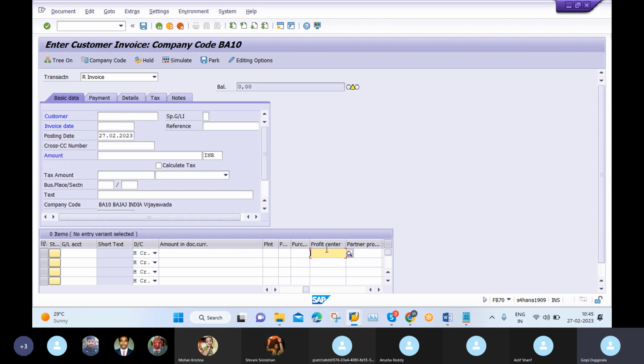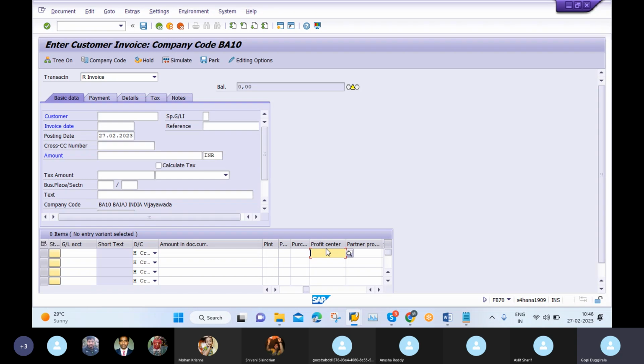I'm telling you about real-time projects. But in IDES systems or in learning servers, we have one advantage. We can set it as optional. It means without profit center, without cost center also, we can post the sales invoice and purchase invoice. But that is not possible in real time. There is no chance at all. In real time, without profit center and cost center, we cannot post any sales invoice or purchase invoice.